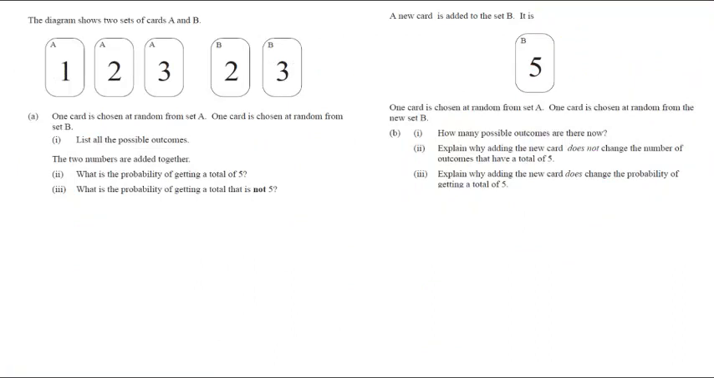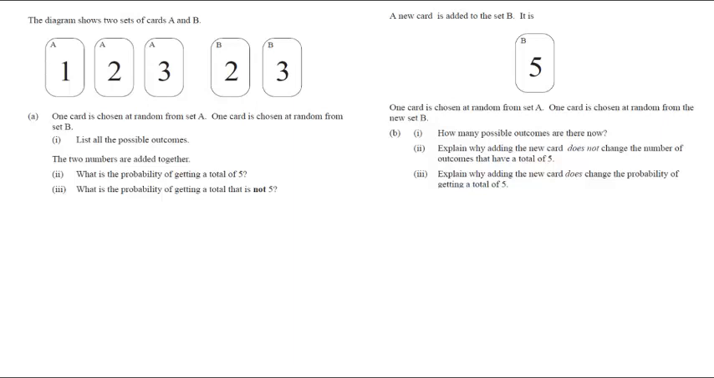The diagram is showing you 2 sets of cards, set A and set B. One card is chosen at random from set A. One card is chosen at random from set B. List all the possible outcomes. Now, remember, there are different visual ways of representing the data. It is entirely up to you how you do it.